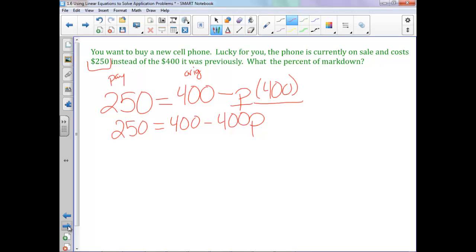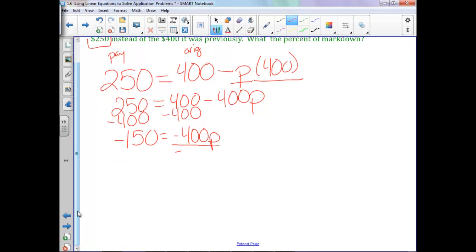The p is already on the right side, so let's move this 400 by subtracting it. And 250 minus 400 is negative 150 equals negative 400p. We still have to get the p by itself, so divide both sides by negative 400. We can divide a 10 out from both of them. And then we have negative 15 over 40. If you do your long division, we'll get 0.375 equals p. Remember, we want it as a percent.